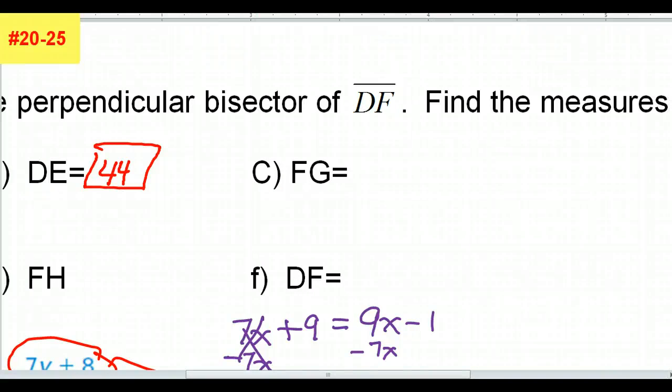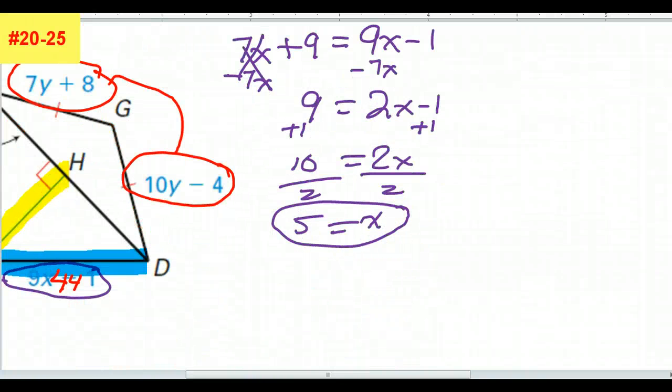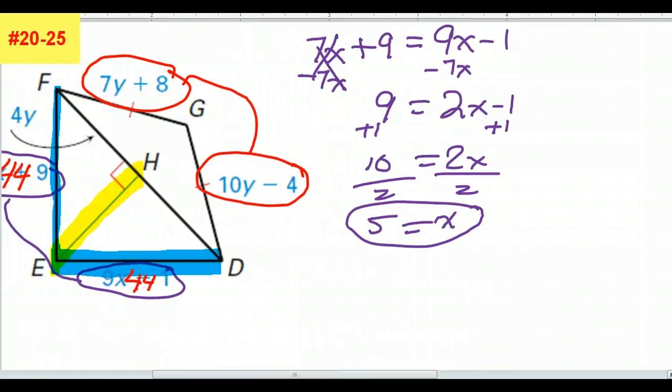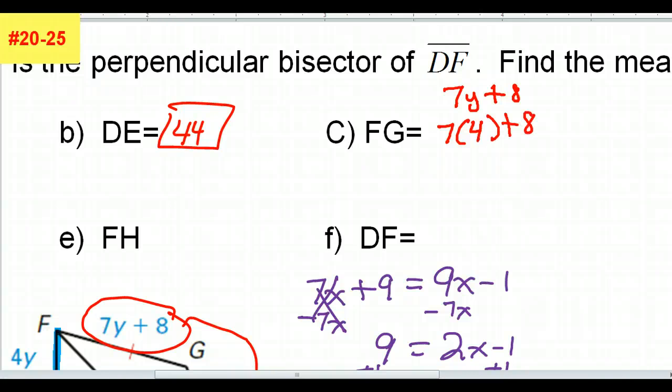Okay, what about FG? What expression do we have for FG? Is that the 7y plus 8? Yeah, FG is 7y plus 8. So let's use that. So FG is 7y plus 8. I forgot. What's y again, you guys? 4. So 7 times 4 turns out to be 36. Why did I write it backwards? I don't know. I'm a little dyslexic, I think.